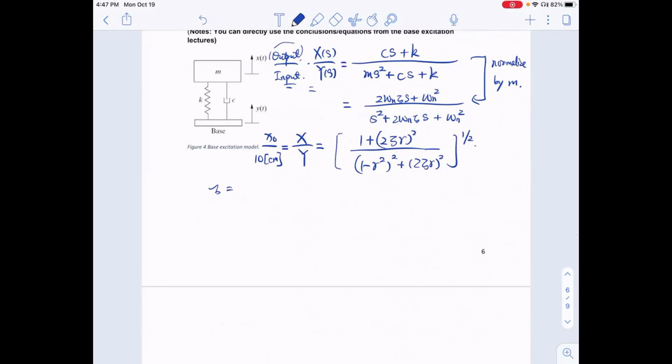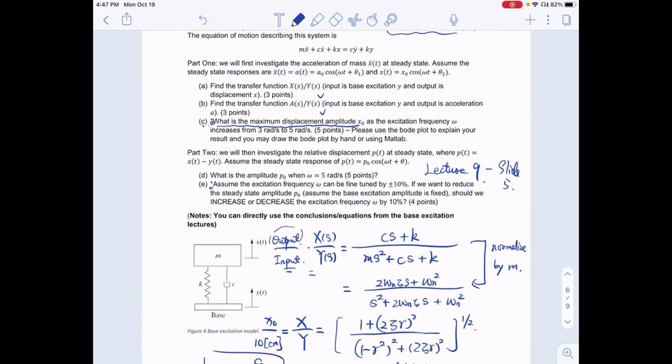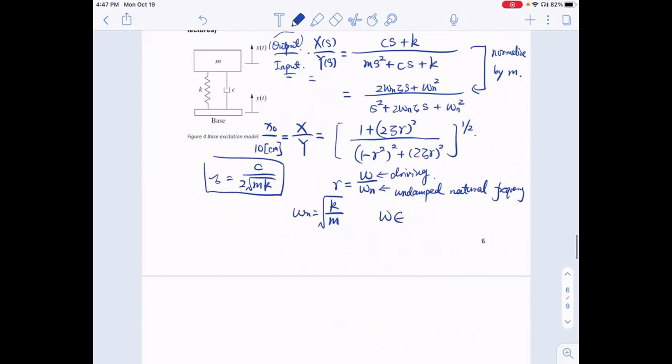What is your zeta? Your zeta is just the damping ratio, c over 2 square root of mk. So that's from lecture 3 and all previous lectures. So r is a relative frequency. Your omega is the driving frequency or excitation frequency. Omega n is your undamped natural frequency. All right. So omega n is just square root of k over m. Your omega is something to be given in the problem description. In this case, your omega is from 3 to 5.